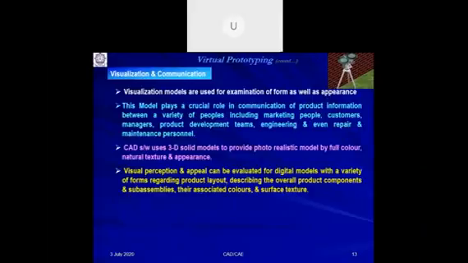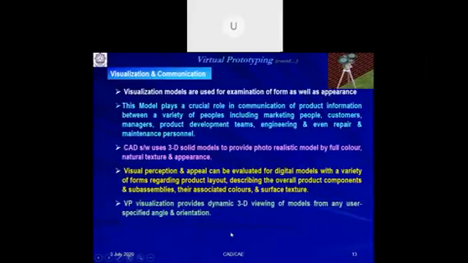Visual perception and appeal can be evaluated for the digital model with a variety of forms regarding the product layout, describing the overall product components and subassemblies and their associated colors and surface texture. So virtual prototyping visualization provides the dynamic 3D viewing of the model from any user specified angle and orientation. You can do the fly through or you can do the walk through over the digital model, so that you can see your product from the different angle.